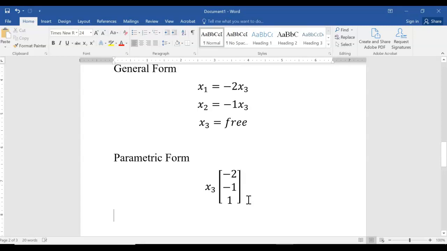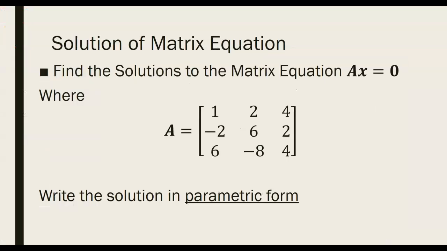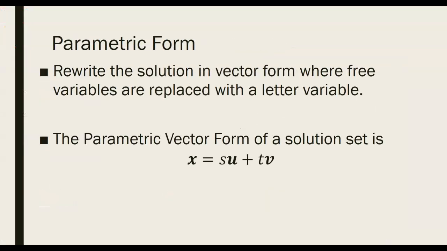All right, and you'll notice in parametric form, we're always going to have a variable times a vector plus maybe another variable times a vector. These variables are going to be the free variables. So the S and the T are going to be representing the free variables when we row reduce the matrix.